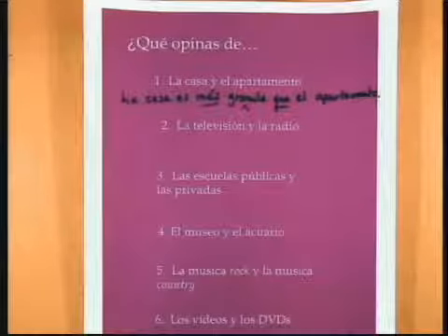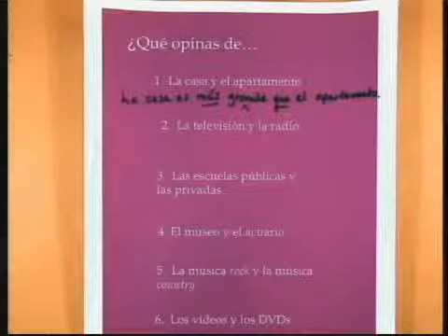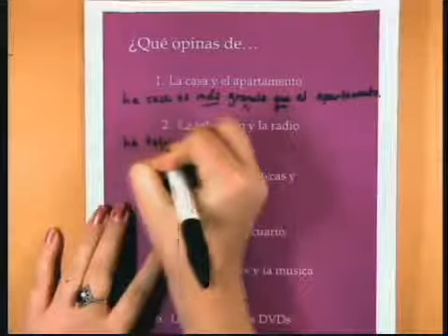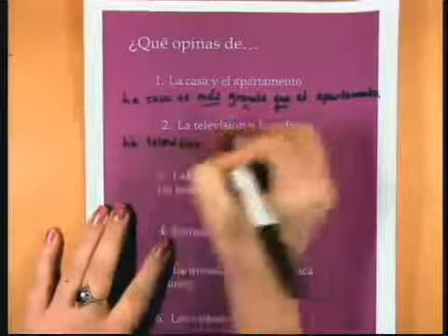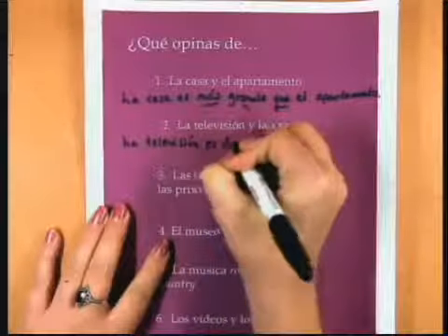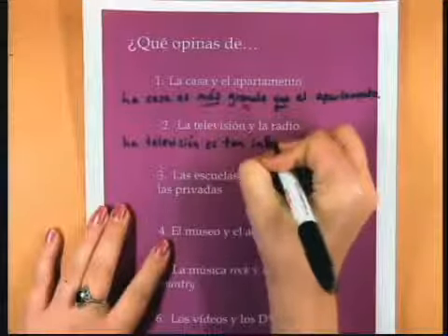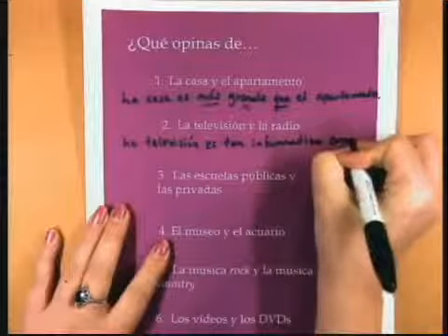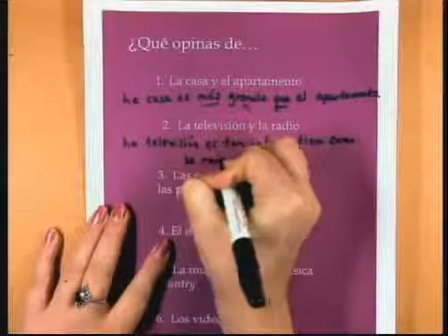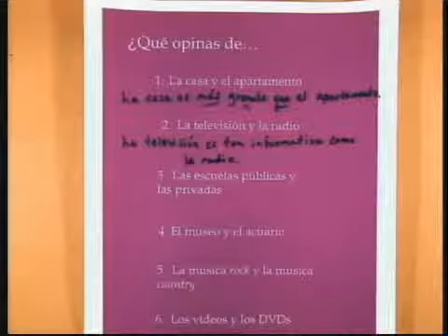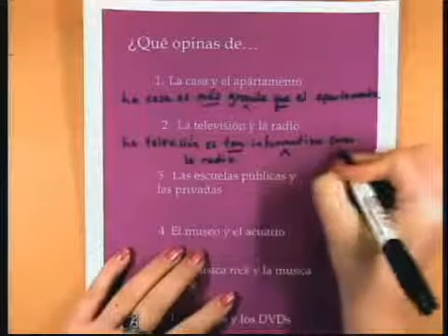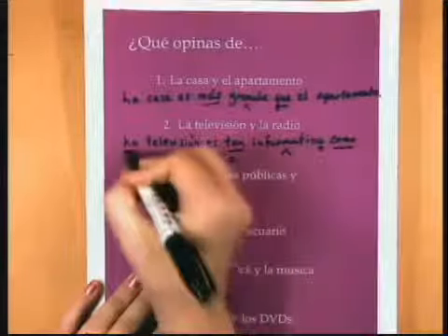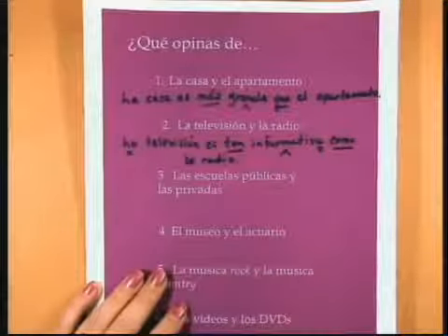Ahora, la televisión versus la radio. Television versus radio. La televisión es tan informativa como la radio. So we're saying television is as informative as, tan como. And notice this is an A because la televisión es femenino, ¿verdad?